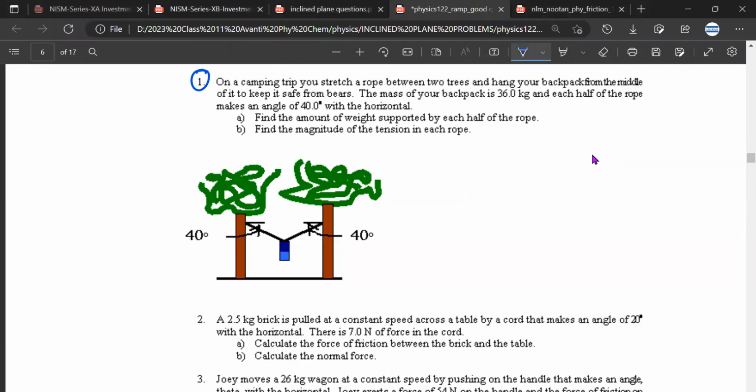देखिए, so on a camping trip, you stretch a rope between two trees and hang your backpack from the middle of it to keep it safe from bears. The mass of your backpack is 36 kg. तो ये जो नीचे वेट लगेगा, that will be 36 into 10, which will be equal to 360 Newton. मैं acceleration due to gravity जो है, that I'm assuming to be 10 meter per second square.